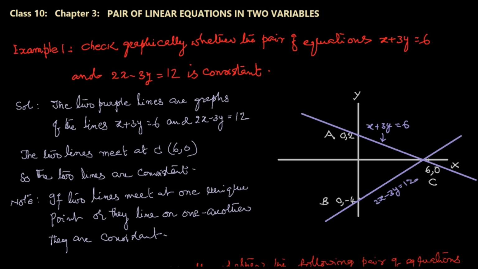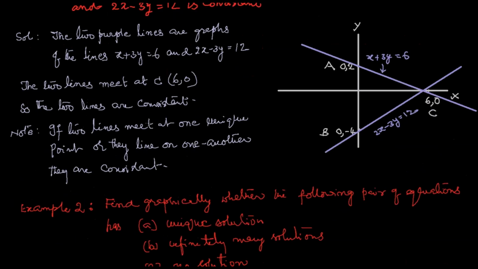Consistent means they must meet. There must be a common point on both lines. If they meet, the point of intersection will be a common point on both lines. Here, two purple lines are given. They are meeting at this point, so they are consistent. That's why if two lines meet at one unique point, or they are in line with one another, they are consistent.